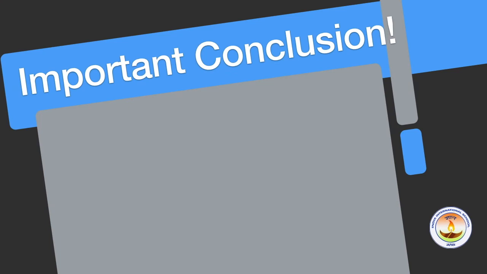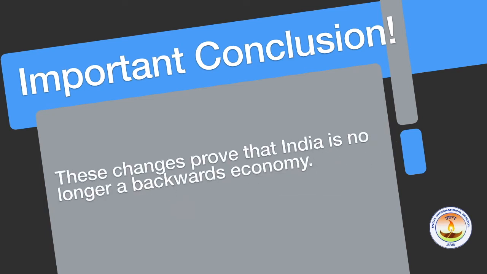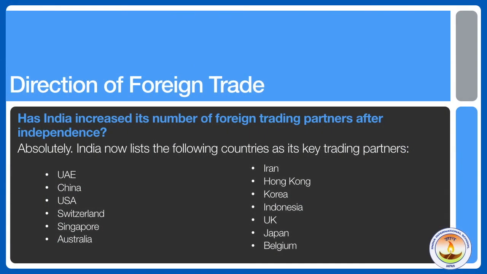Well, the important conclusion here, the most important conclusion here, is that India is no longer a backwards economy. And we can prove that by demonstrating that the percentage share of agricultural exports has declined, the percentage share of conventional items has declined, and the percentage share of manufactured goods has increased significantly. So let's take a look at why that's happened.